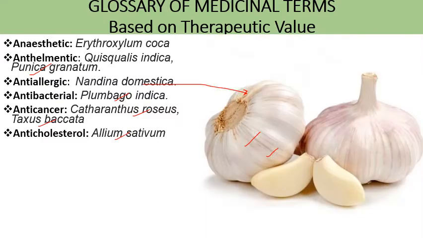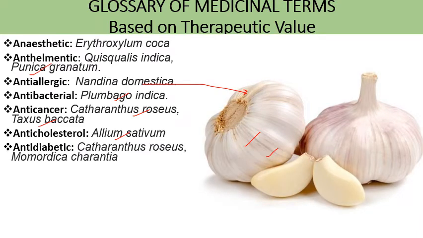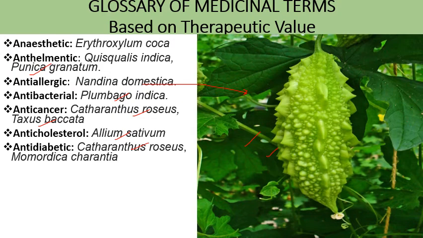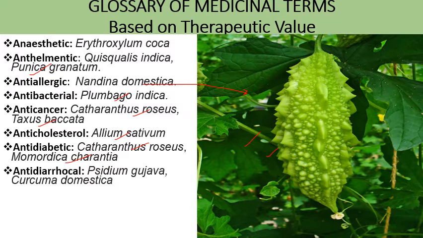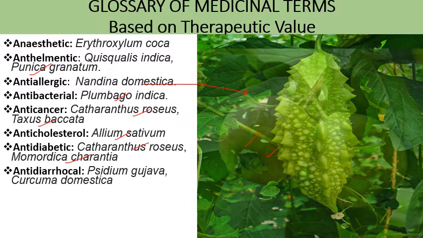Then anti-cholesterol, so medicines which are used to control the cholesterol, like we have plant Allium sativum, commonly known as garlic. It has anti-cholesterol properties. Then anti-diabetic, which controls diabetes, and the plants used are Catharanthus roseus and Momordica charantia, that is bitter gourd.